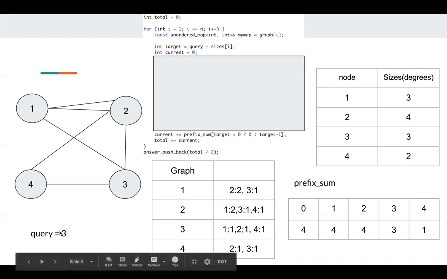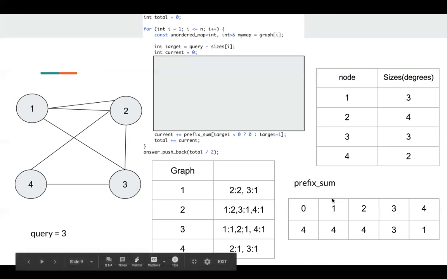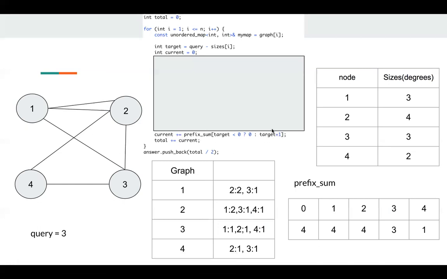For example, one query is 3 and i is 1. We know query is 3 and the size of i is 3. So target is 0. So we need to find the number of nodes whose degree is greater than 0, which means I need to find the number of nodes whose degree is greater than or equal to 1. So this number is what we want here. So I just add prefix at target plus 1 here.